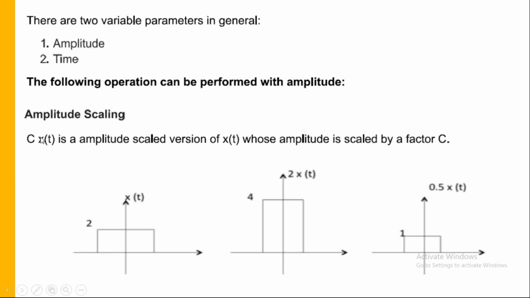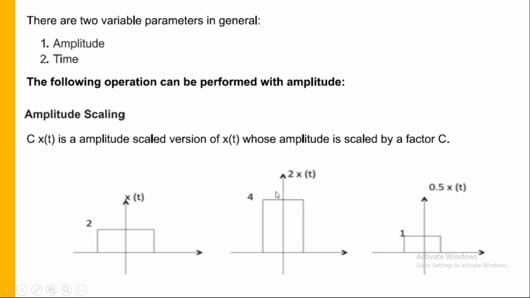Here I consider an example, C into x of t. Here x of t is my signal, and C represents the amplitude part of it. Now this amplitude can be scaled by any value. Observe this waveform and you can understand this very clearly. Here I consider the first waveform x of t. On the x-axis I have time, on the y-axis I have x of t. In the first figure, the signal has an amplitude of 2. But in the second waveform, I have the same waveform, but the amplitude is rising, and now the amplitude is 4.